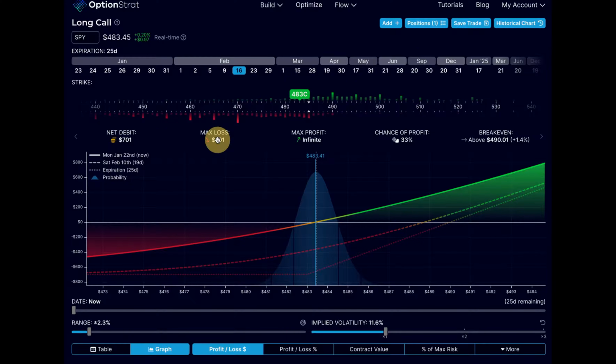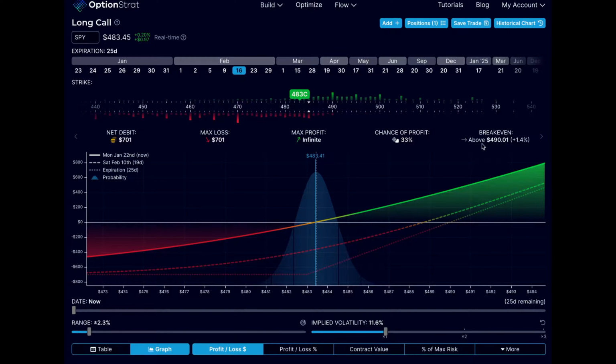So what we pay for a long call, that's the maximum we can lose. Our maximum profit is infinite. In other words, as far as the market goes up, this thing's going to run with it, okay? As this trade exists right now, it has a 33% chance of profit. Now, this is all stuff that's mathematically calculated using different options pricing models.